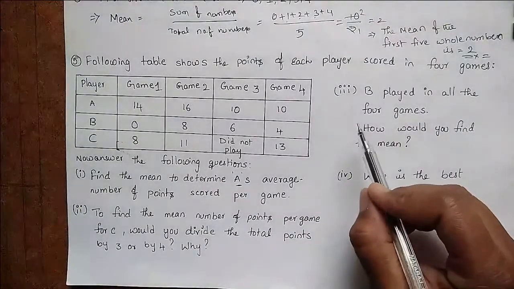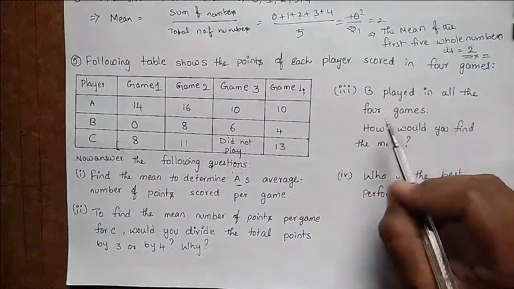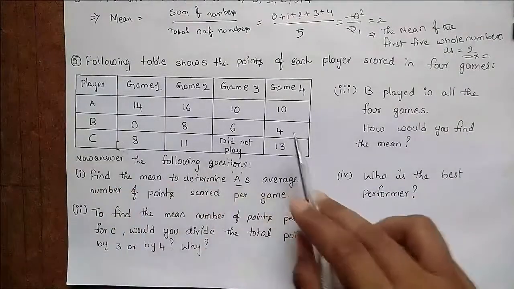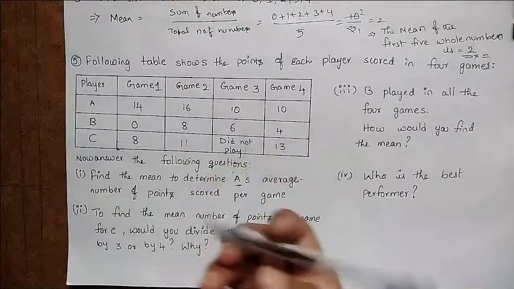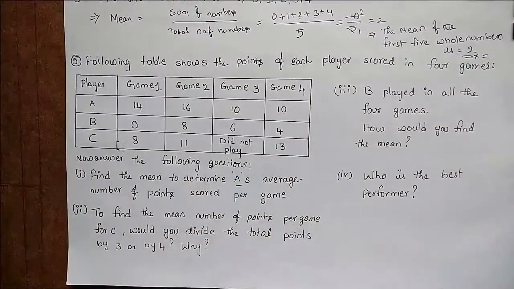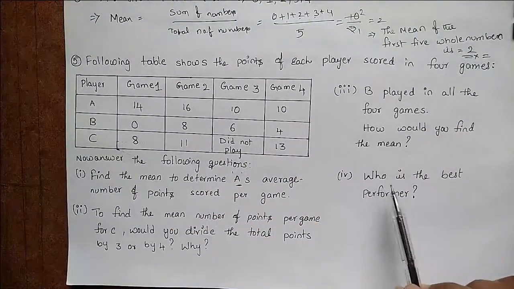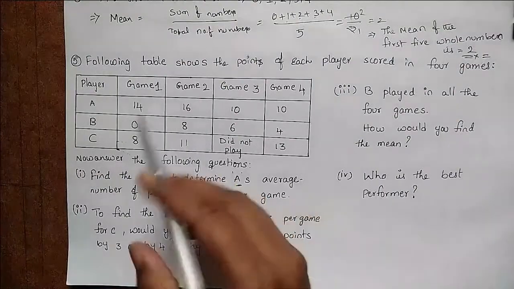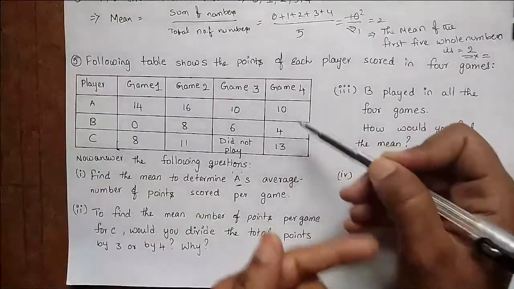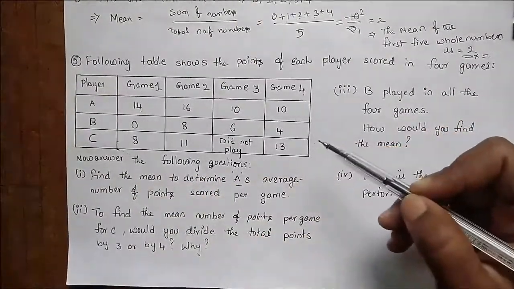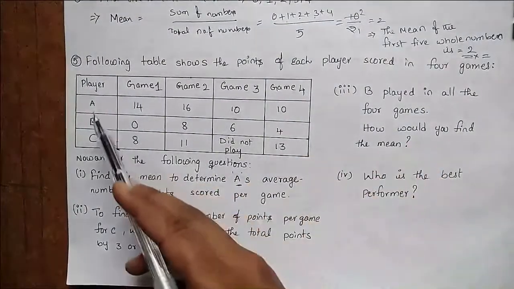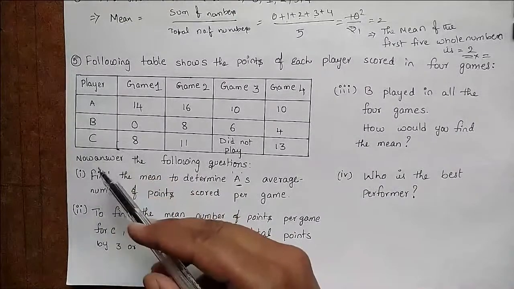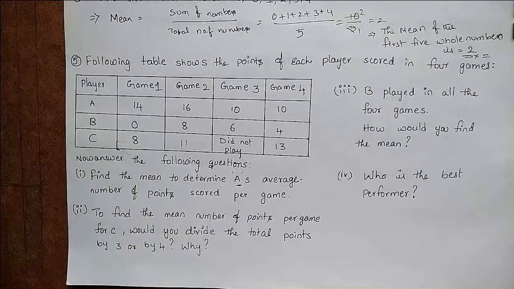Next, coming to the third question, B played in all 4 games. How would you find the mean? As usual, the sum of observations divided by the number of observations. Next, coming to the fourth question, who is the best performer? Once we find the 3 means, we can easily tell who is the best performer among the given 3 players. Let's move on to the answers.